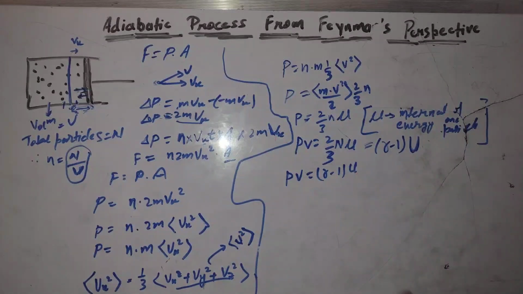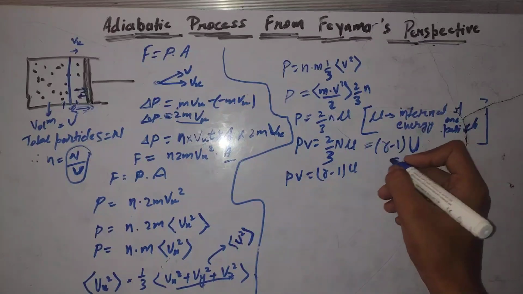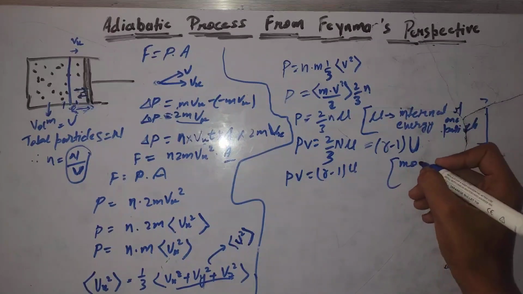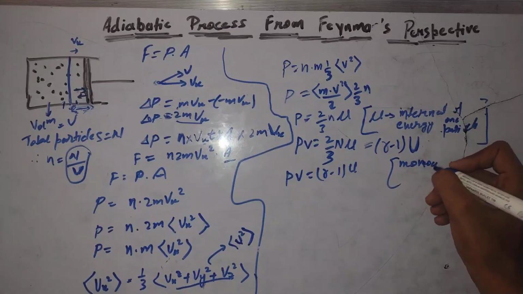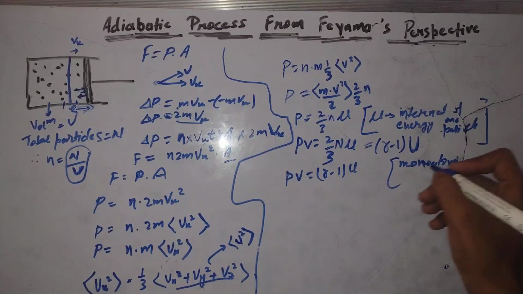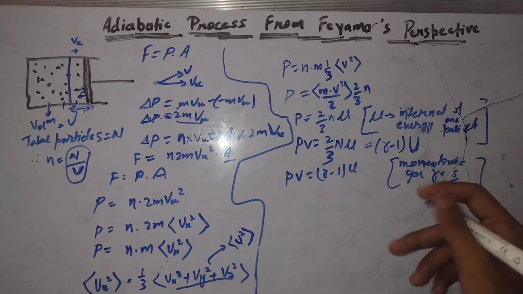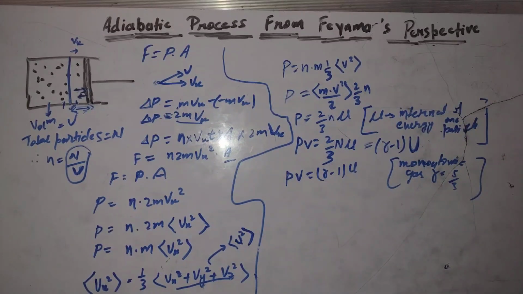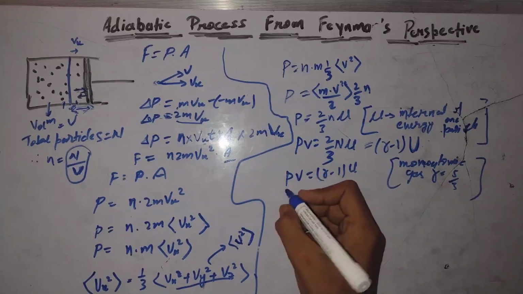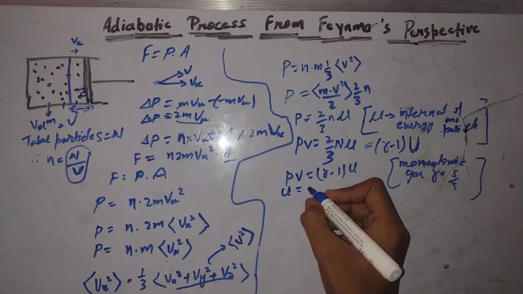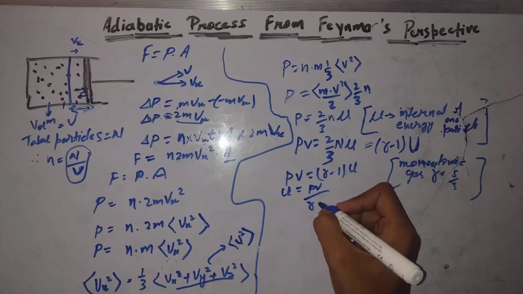That's the equation. Gamma minus 1 is just a constant for a monoatomic gas. Gamma for a monoatomic gas equals 5/3, so 5/3 minus 1 is 2/3. We can have all such values of gamma depending upon the structure of the gas. So that's the condition. We can write U as PV upon (gamma minus 1).